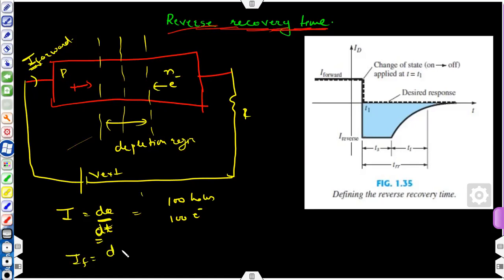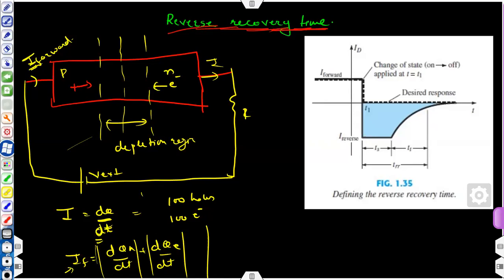So I forward is dqh by dt plus dqe by dt, and because of both the charge flows, we have current in the same direction. Okay, so to avoid confusion, I can put this under mod. Both are positive quantities, both are contributing to a positive value of I forward.